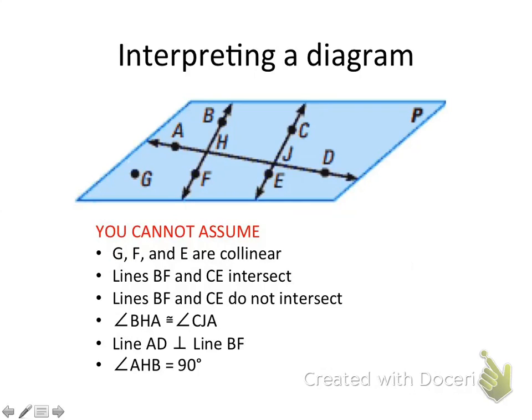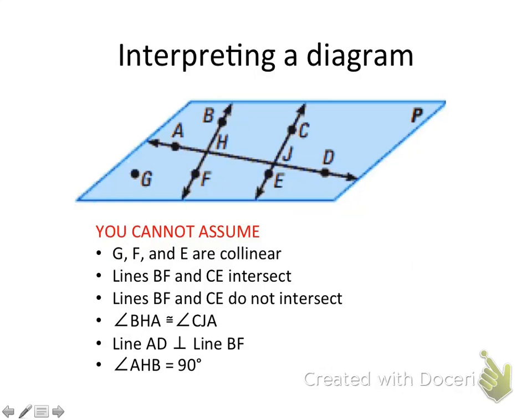Couple more. We cannot assume that angle BHA is congruent to angle CJA. Just because they look congruent, we cannot assume it. If they want them to be congruent, they'd either put an arc, one arc in both, or they would tell us those two angles are congruent. Do not assume angles are congruent unless you're told so.